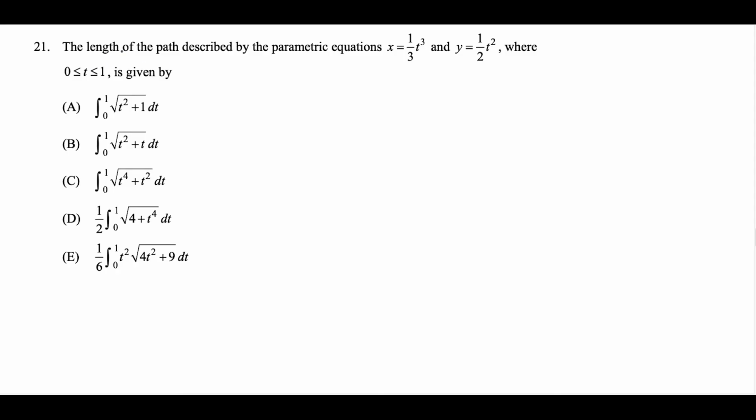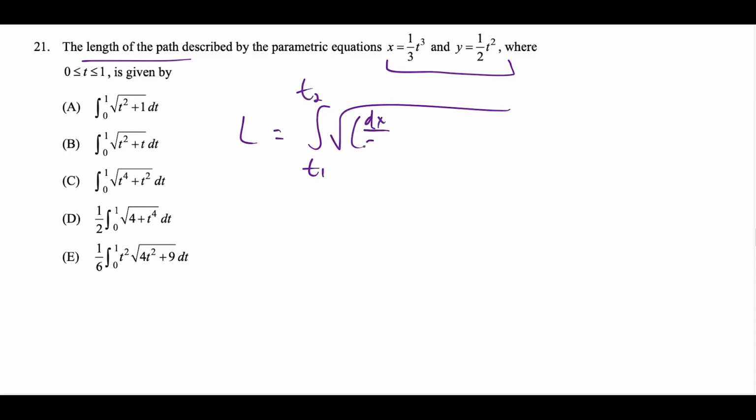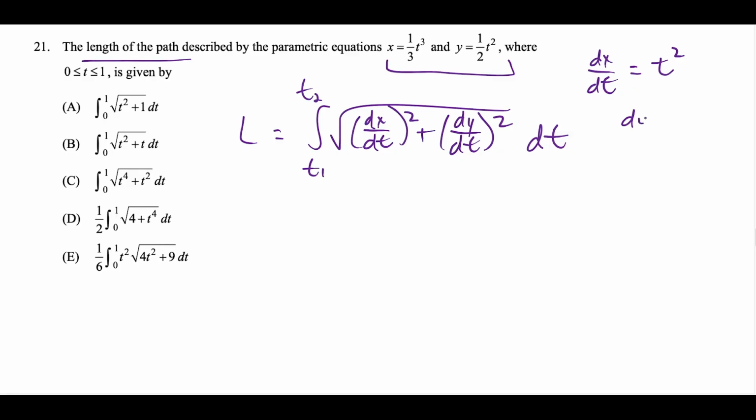So for question 21, we want to find the length of the path described by these parametric equations. So we just have to know our formulas here. And the formula for the length is going to be the integral from t1 to t2. We have a square root, and we've got dx/dt squared plus dy/dt squared. And then there's the dt on the outside. So now we just find each of those pieces on the inside. dx/dt, we use the power rule, and we're doing 1/3 times 3t squared. That's just going to give you t squared. And then dy/dt, using the power rule, is going to give you 1/2 times 2t, which is just going to give you t. The coefficients cancel out pretty nicely.